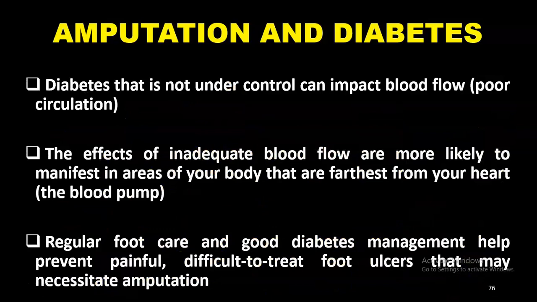Amputation and diabetes. Diabetes that is not under control can impact blood flow or cause poor circulation. You are more prone to developing cuts and sores that can result in infections that can't fully heal if you don't have access to oxygen and nutrients, which are carried by the blood. The effects of inadequate blood flow are more likely to manifest in areas of your body that are farthest from your heart. Therefore, if an infection spreads and healing is subpar, parts of your body, including your toes, foot, legs, and fingers, are more likely to be amputated.